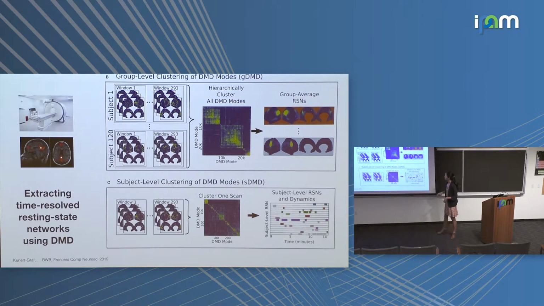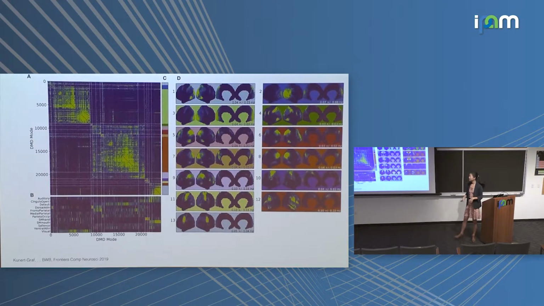The other thing that you can do with the subject level clustering is you can get a subject level diagram of the transitions between the various networks. And we've shown that that works pretty well. So I've already told you everything that's on the slide. I just wanted to show it because it's kind of pretty.